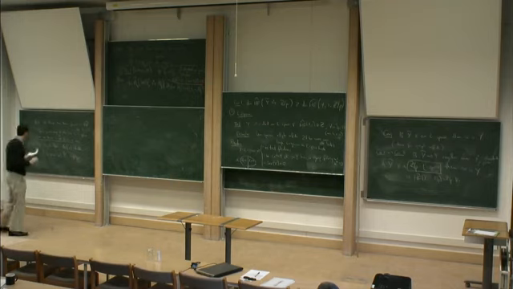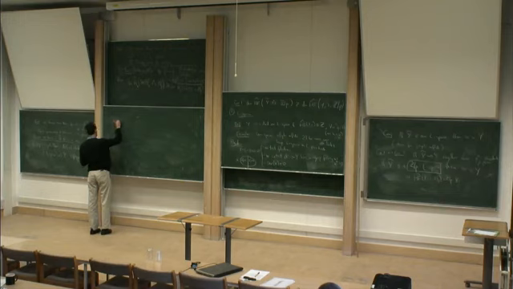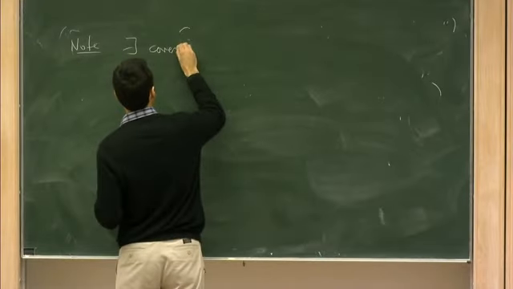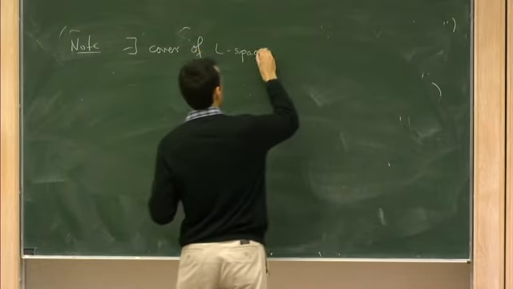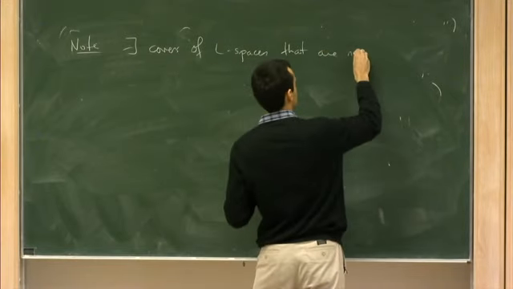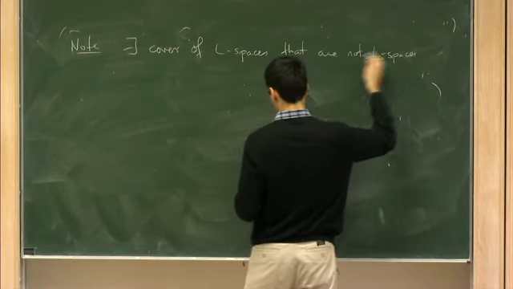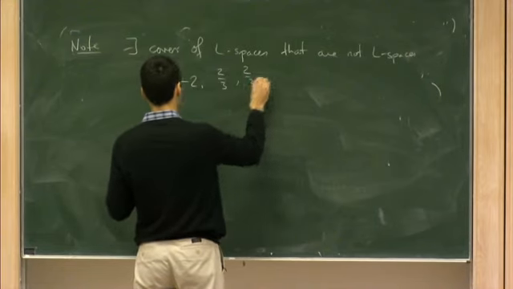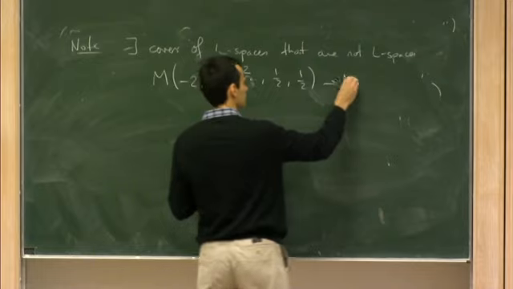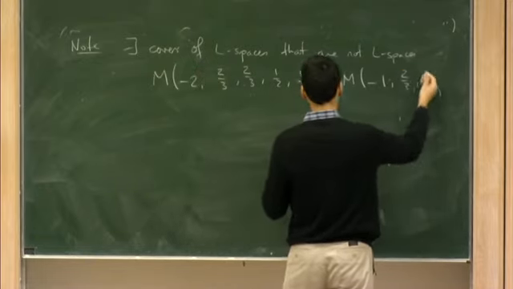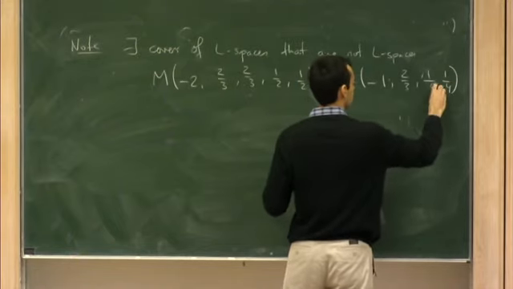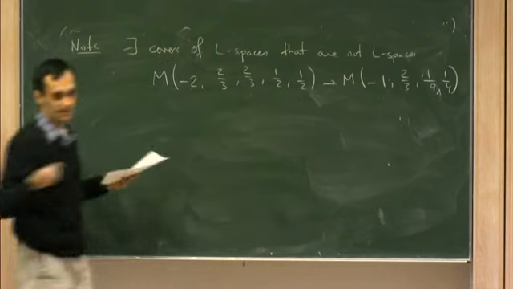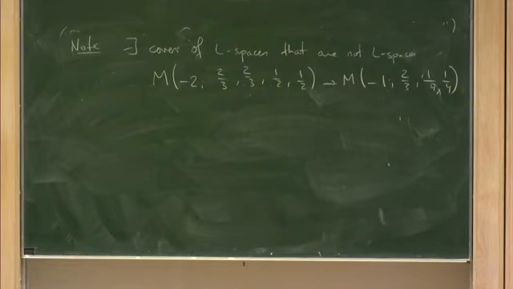Before I say this, let me also note there exist covers of L spaces that are not L spaces. So it doesn't work the other way. For example, the Seifert manifold with coefficients -2, 2/3, 2/3, 1/2, 1/2 covers the Seifert manifold with coefficients 2/3, 1/4, 1/4, and this one is an L space and this one is not. That's not too hard to find. But the question is the other way.